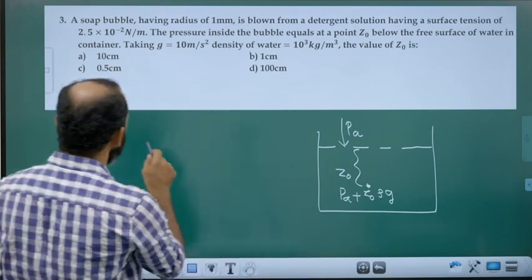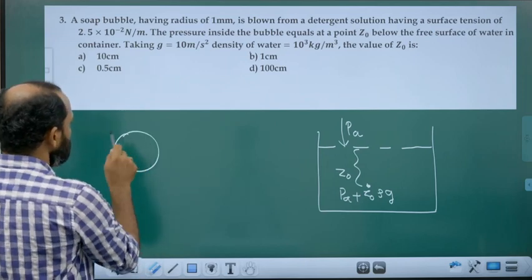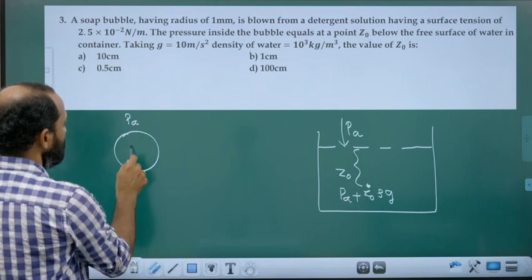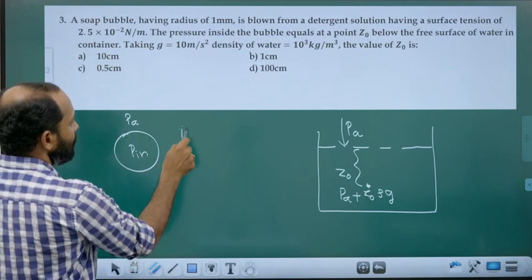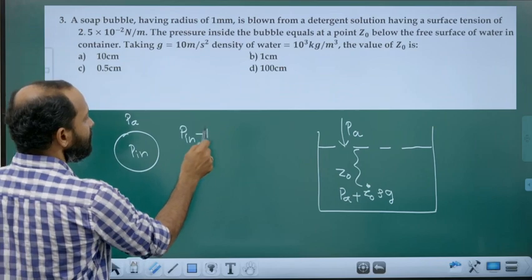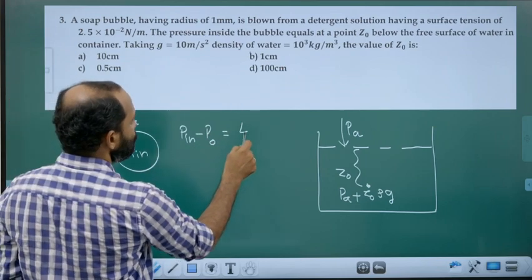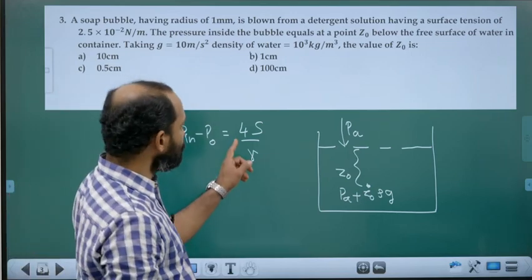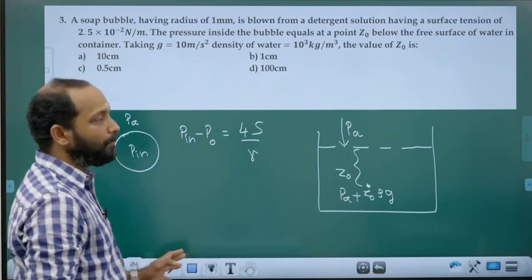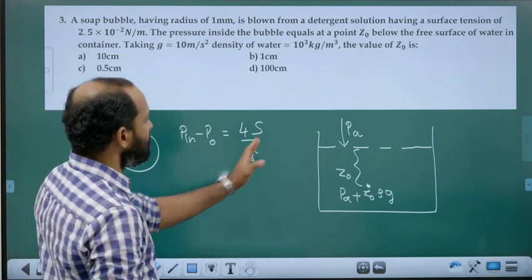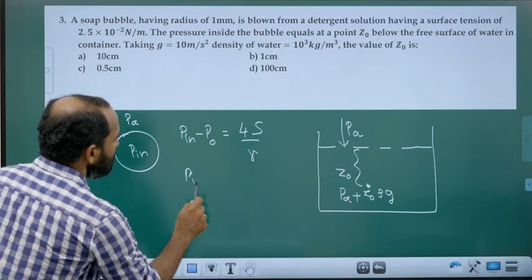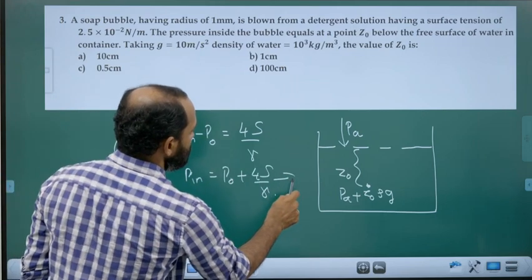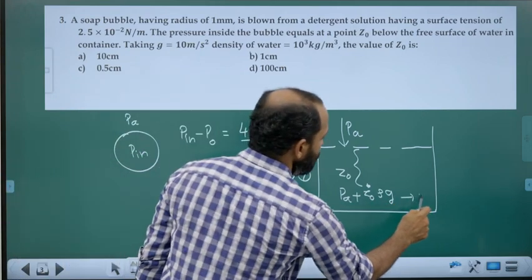When a soap bubble is kept in air, the surrounding pressure is atmospheric pressure. What is the pressure inside? For the excess pressure, P in minus P out is equal to 4S by R. As the soap bubble has two free surfaces, you have to use the formula for excess pressure inside soap bubbles in air, 4S by R. That is, P inside is equal to P naught plus 4S by R. That is equation number 1. Let the other be equation number 2.